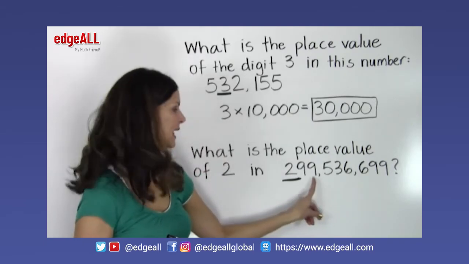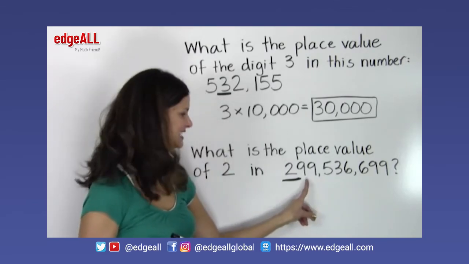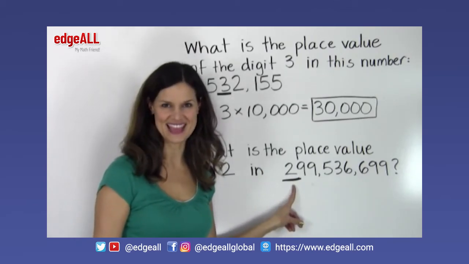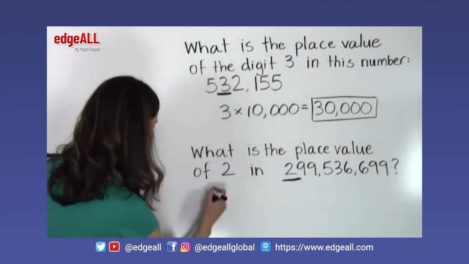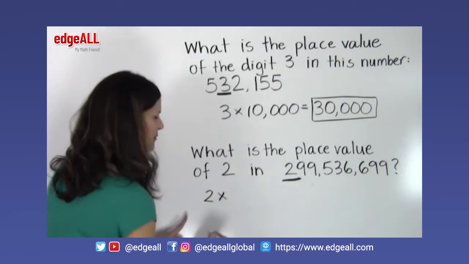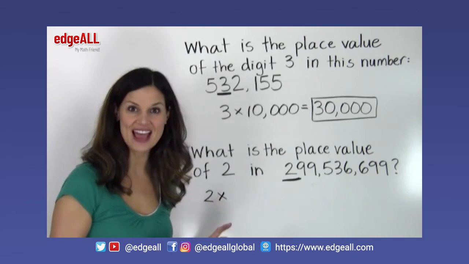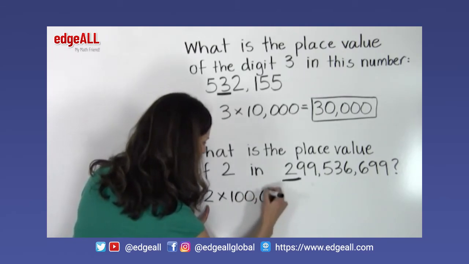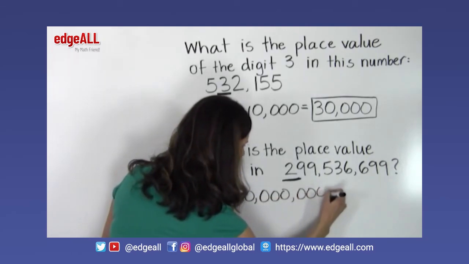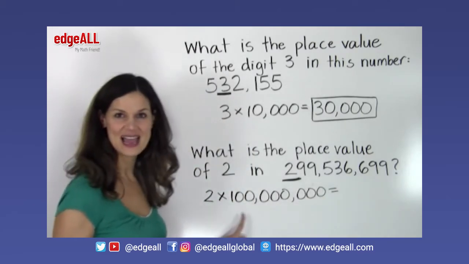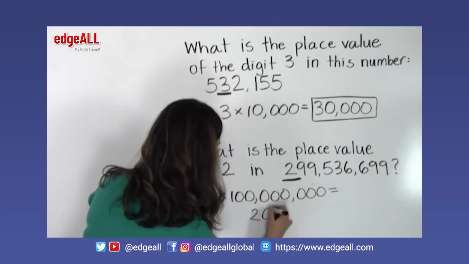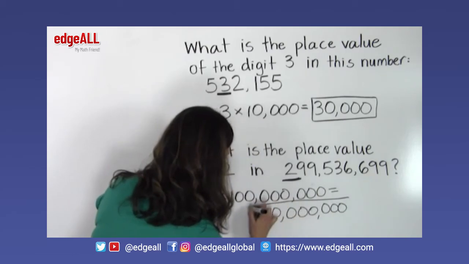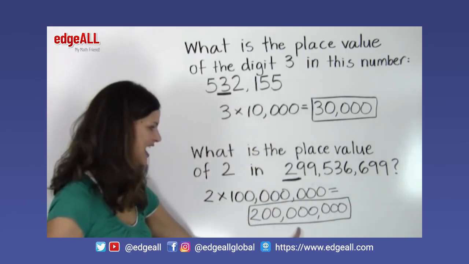100,000s place, millions place, 10 millions place, and 100 millions place. So since my 2 is in my 100 millions place, in order to find its value, I need to take the 2 and multiply it by 100 million. And so 2 times 100 million equals 200 million. Make sure I have enough zeros here after my 2. 200 million.